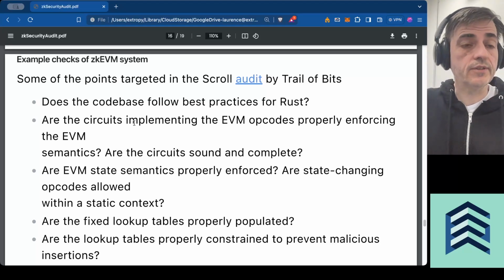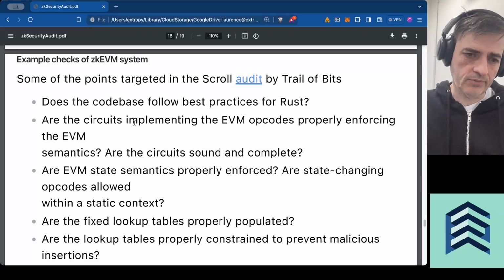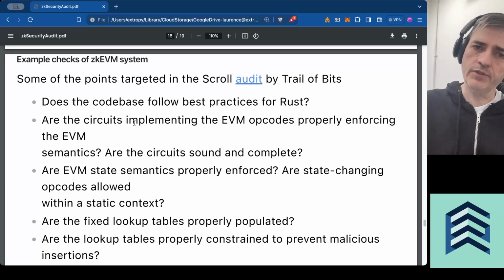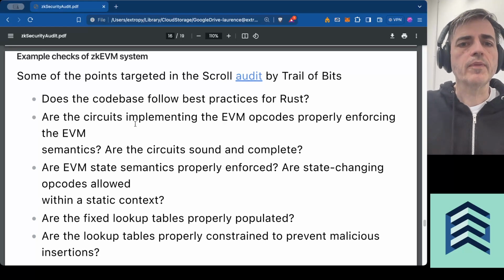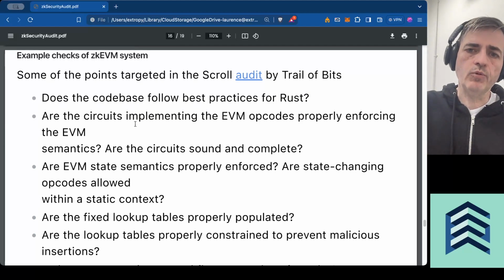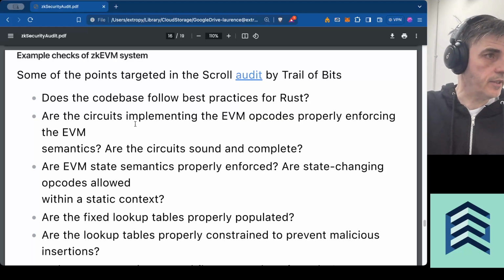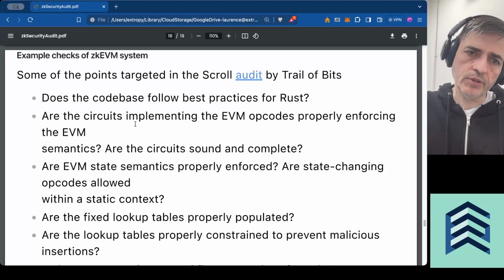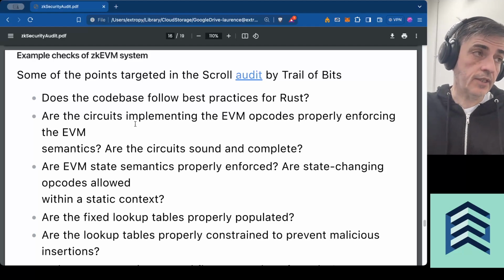So the first one is a more general one. Are we following best practices for Rust? Because they were writing in Rust. So obviously these are the traditional topics, the areas that you still need to check. But then also, because this is a zkEVM protocol, they wanted to check the compatibility of the EVM opcodes. Are they being correctly used? And then the circuits produced as part of the EVM implementation, are they sound and complete?